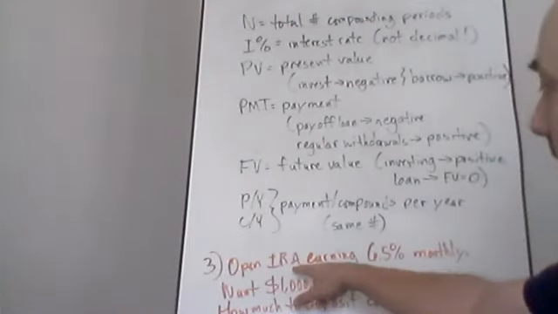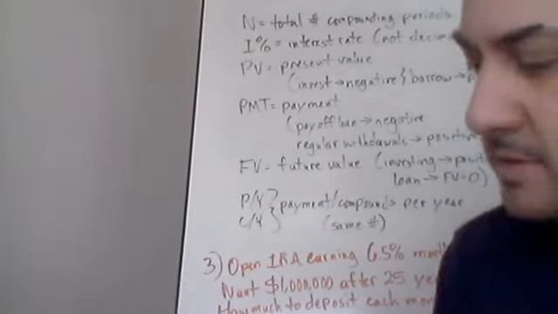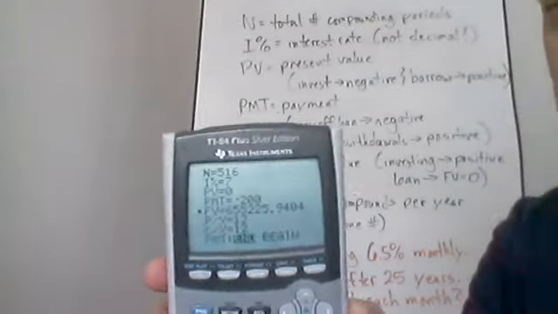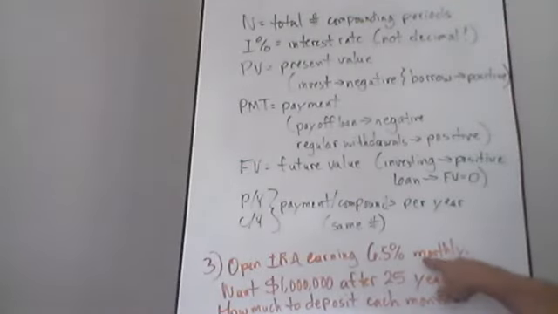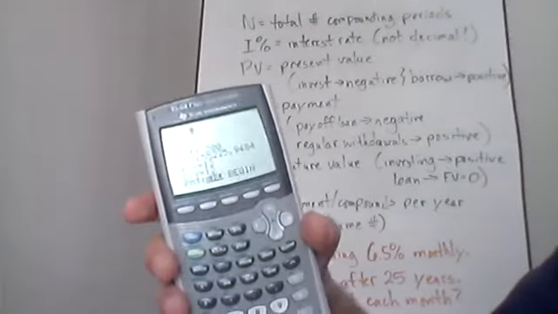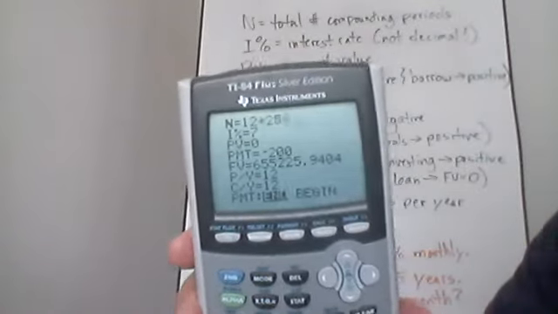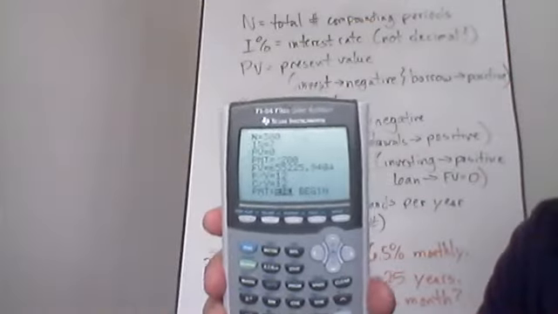Here we're going to open an IRA earning 6.5% interest compounded monthly. We want to have $1 million after 25 years. So how much do we have to deposit each month into this account? All right, so back to my TVM Solver, which has all the stuff from the last example. Remember, you don't have to clear it out. Just go back up to the N. N is the total number of compounding periods. So it's compounded monthly, so that's 12 times per year, times the number of years, which is 25 years. So I do 12 times 25, which gives me 300. So my N is equal to 300.